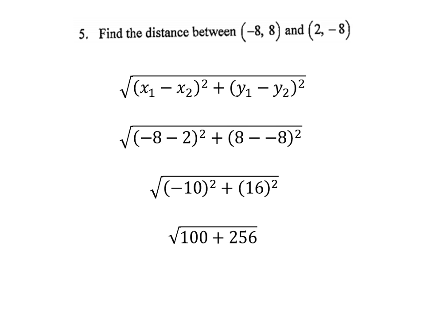So now I have 100 plus 256. That is 356. So the distance between them is the square root of 356, whatever that is. I don't know what that is because 356 is not a perfect square. So I'm just going to leave my answer as the square root of 356. If I knew what the square root of 356 was, because it was a perfect square, then I would evaluate that. But since 356 is not a perfect square, we're just going to leave it as the square root of 356.